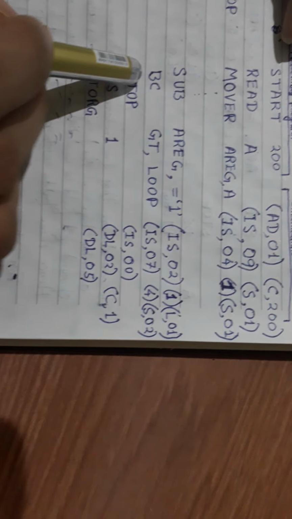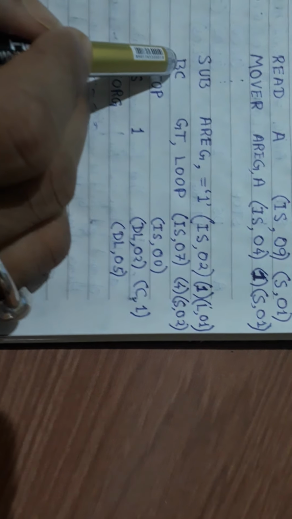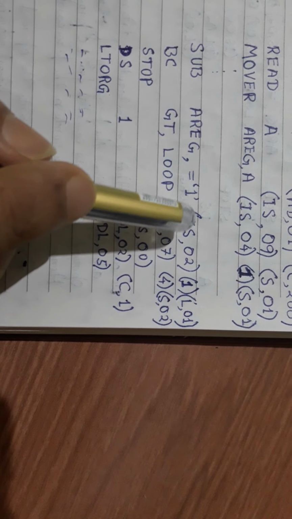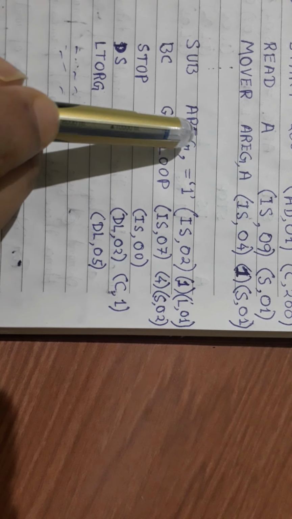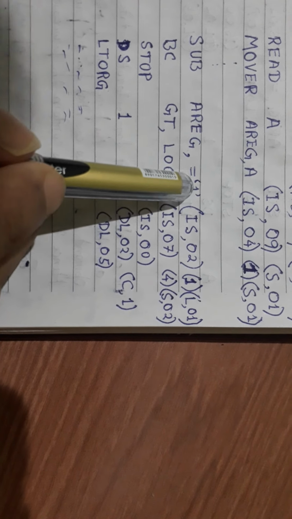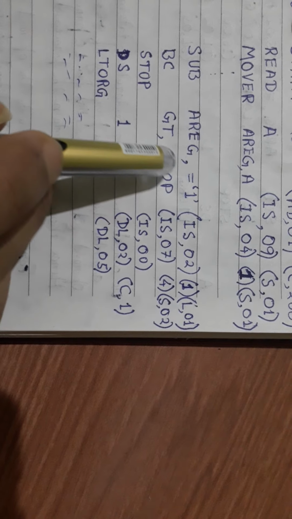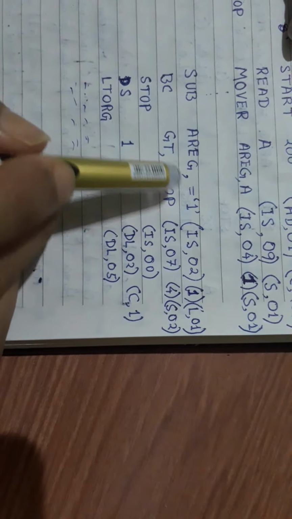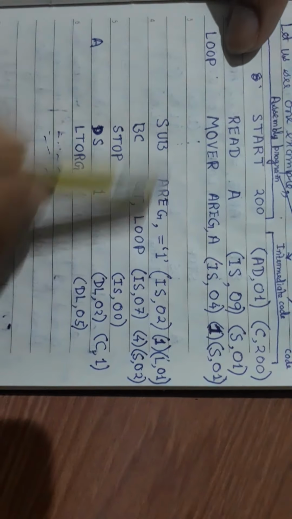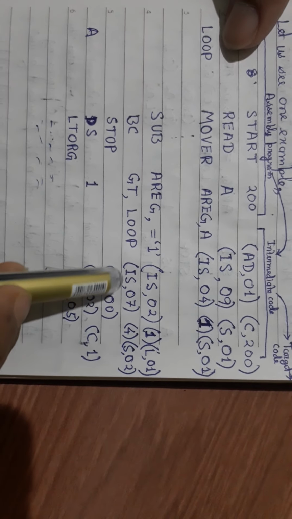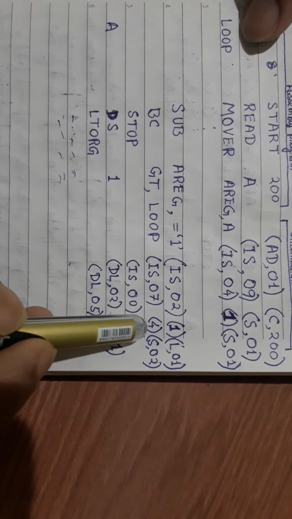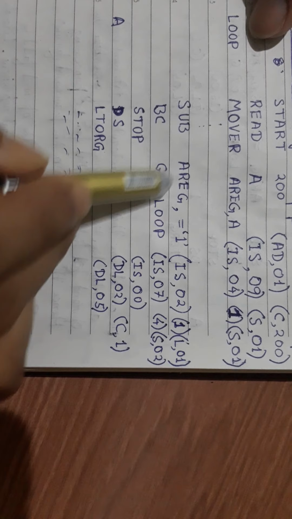Similarly, BC means conditional branching. So after subtraction, if the A register value is greater than, suppose, 1, then we have to loop again. So we will go to LOOP. That is why BC is the imperative statement. It is imperative statement number 7. GT is 4.